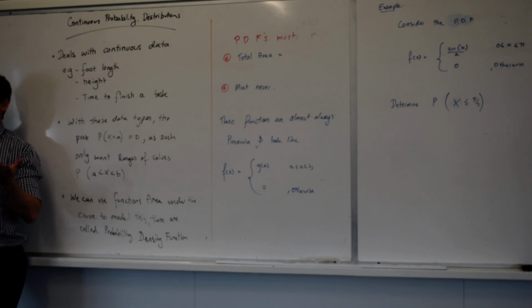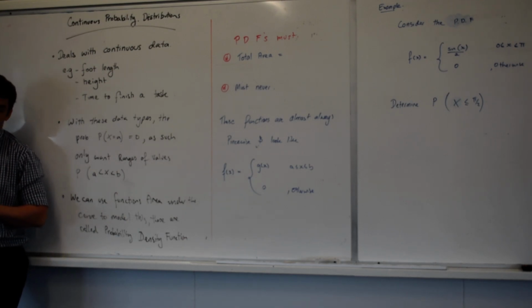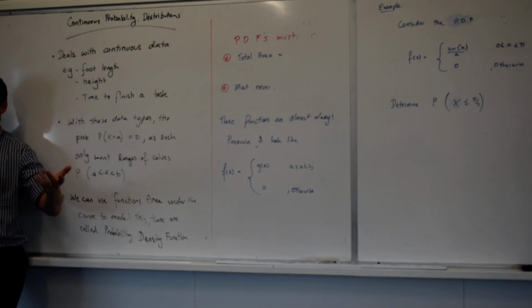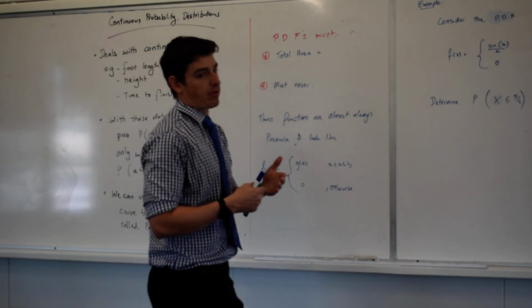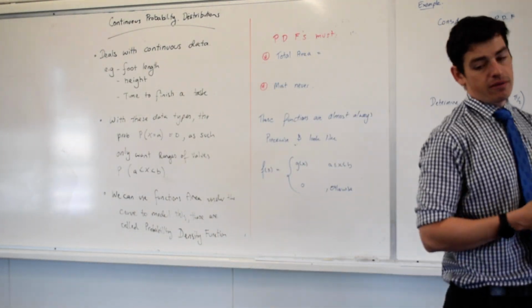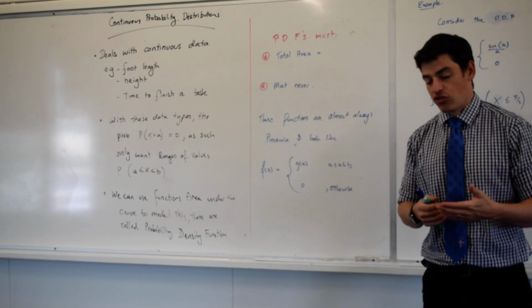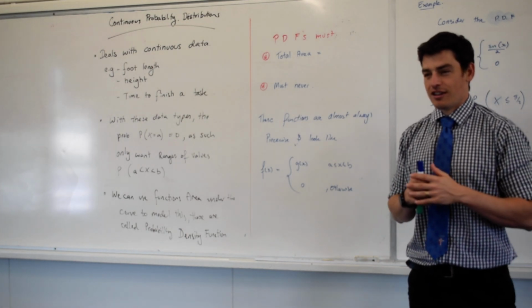Because for any person in the room, I could measure your foot and say your foot's 30 centimetres, 27, 27.5, says Brad. Well, I would argue that Brad's foot is not 27.5 centimetres long. It's 27.4, it's 27.43244, and just keep going. There is no value at which I'll ever definitively say what Brad's foot length is.